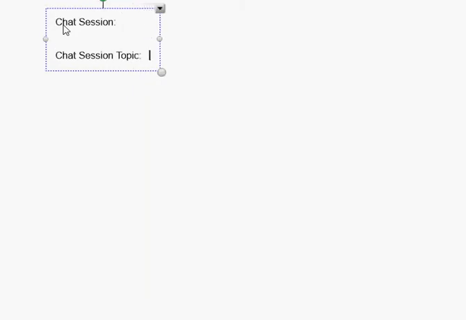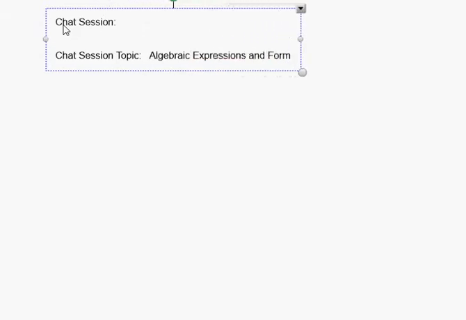Good evening. Tonight we're going to be running a chat session for MGF 1107, Edison State College's Liberal Arts Math course. So this is a chat session for the MGF 1107 course. The chat session topic is algebraic expressions and formulas.